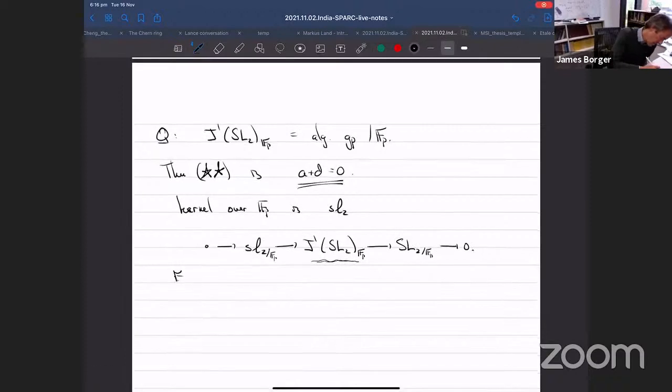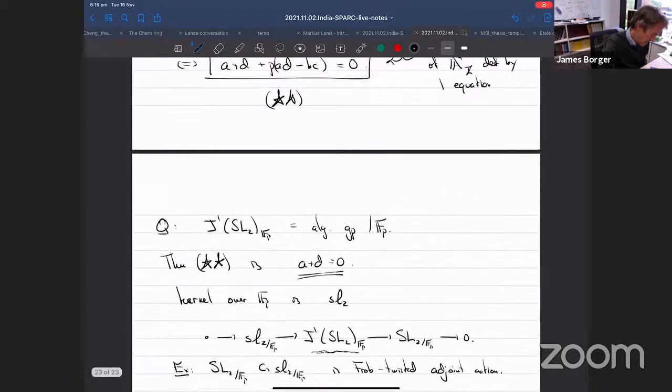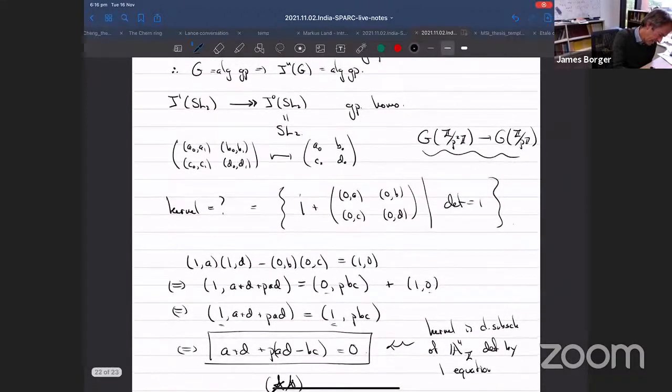So it's an exercise to show that the action is the Frobenius twisted adjoint action. If you want to prove that, you just have to write down your matrices like this, and I guess there's a conceptual way of proving it, but you can just give a straightforward way where you just conjugate some matrix in the kernel by some general matrix, and then you just see what happens.